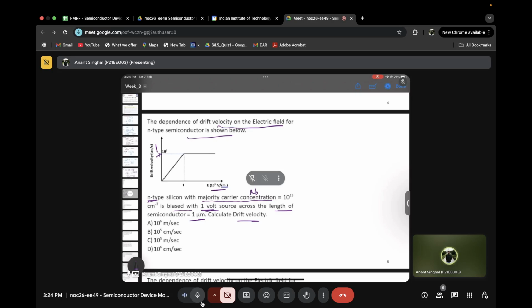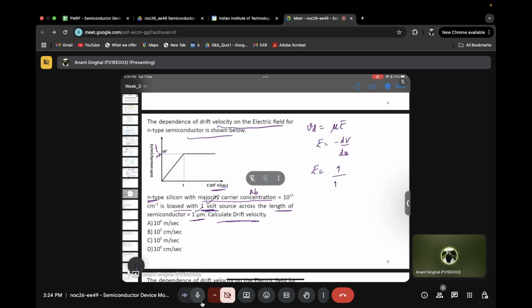Okay, so this was an easy problem, so let me try to solve it. What do we need to calculate? We need to calculate the drift velocity, right? We just established it is nothing but mu E, and E is nothing but the change in voltage with respect to the length. So we have 1 volt for 1 micrometer. So we have 1 volt by 1 micrometer.